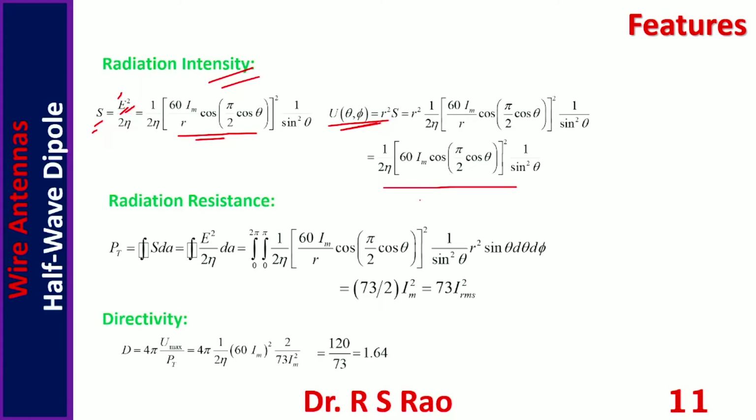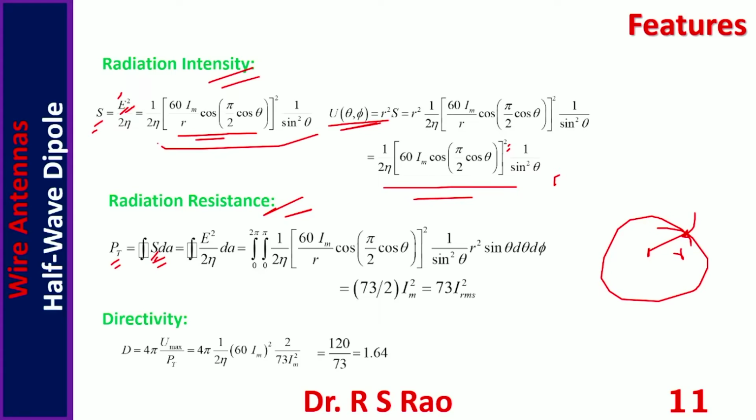In the present case, it turns out to be 1 by 2 eta, (60 Im cos of (pi by 2 cos theta)) whole square, times 1 by sin square theta. Similarly, radiation resistance can be determined. Power density is available. Total power radiated can be found from power density. How? This is the radiator. Consider a spherical surface with radius r. Power density at a distance of r is available. This is the expression. So S is available.